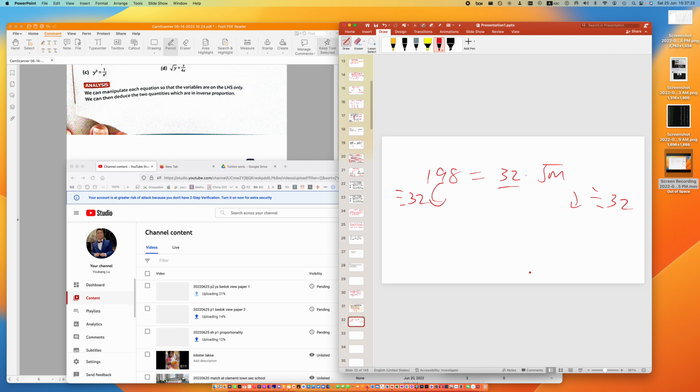So what do you get? 6. This one is 6, right? So 32 divided by 32 is gone. What are you left with on the right hand side? Yes. So what is the opposite of square root? Just now I asked what's the opposite of square.